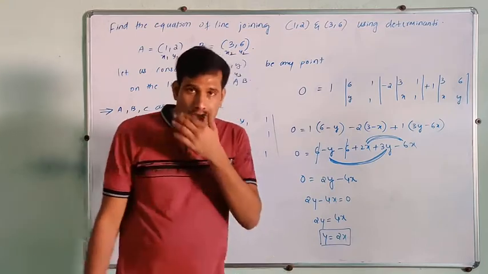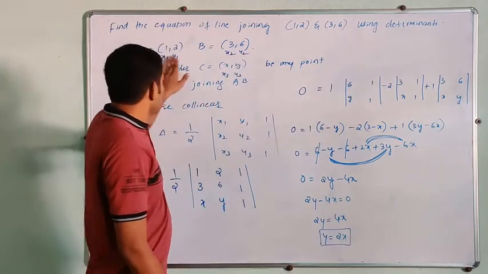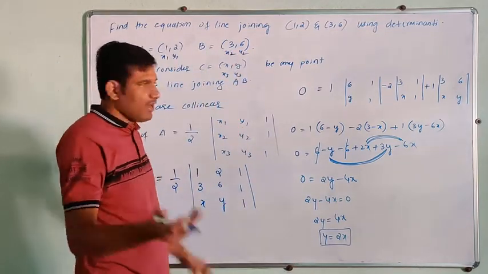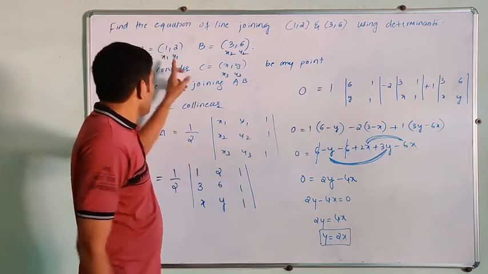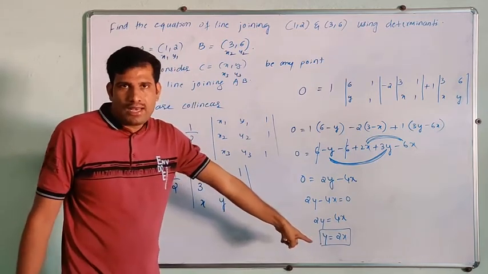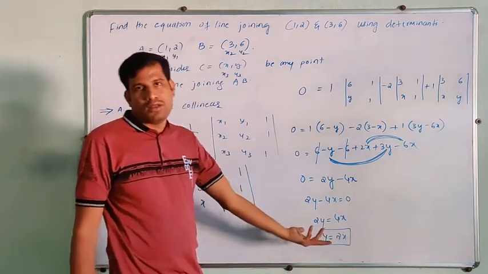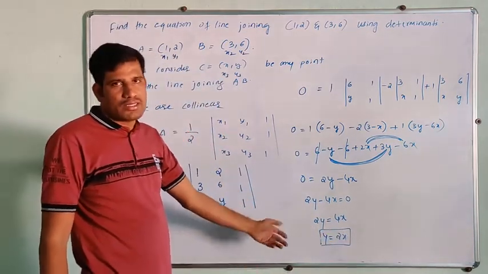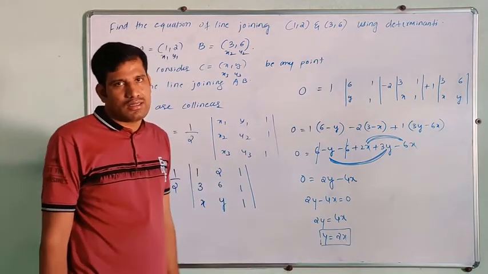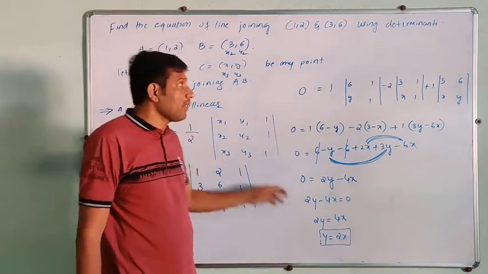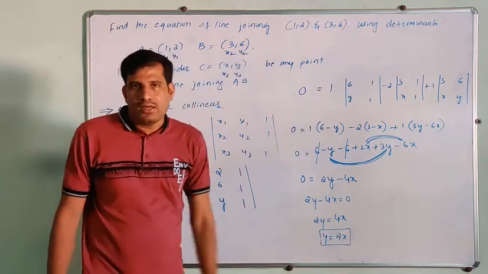So this is the equation of the line joining the points (1, 2) and (3, 6). We can verify. Put x equal to 1 and y equal to 2. That is 2 is equal to 2 into 1. So we are getting LHS equal to RHS. Therefore our answer is correct. So this is the equation of the line joining (1, 2) and (3, 6).